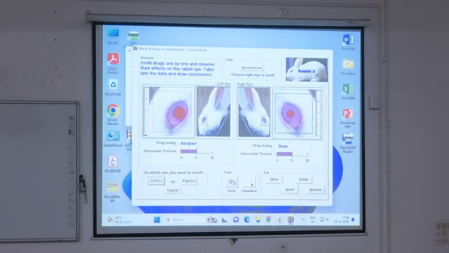Lost. Present in the normal eye where no drug has been administered. So atropine will cause abolition of the light reflex, mydriasis, and slight increase in the intraocular pressure, and corneal reflex is maintained with atropine.